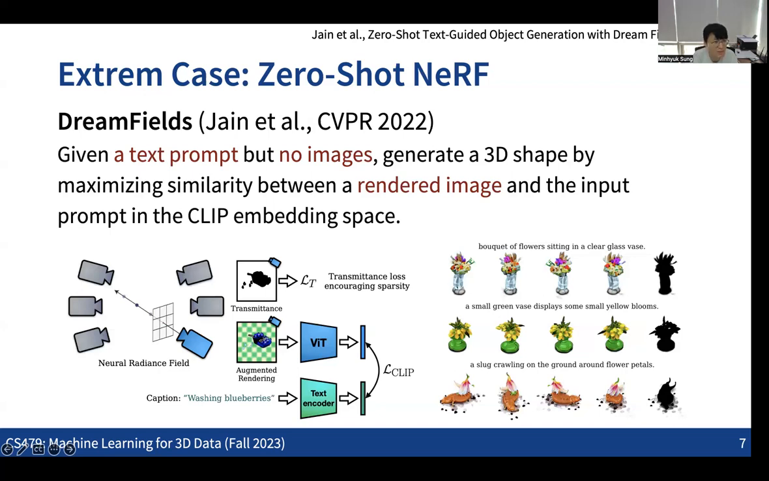So the input is only the text, and we are training a NeRF in a way that when you render the NeRF into any views, all the images are mapped to the same point as the text in the same CLIP embedding space. Obviously, there are lots of details in terms of how we can get good quality outputs, but that's the high-level idea. So how can we train a NeRF even without any images, using only the text prompt?